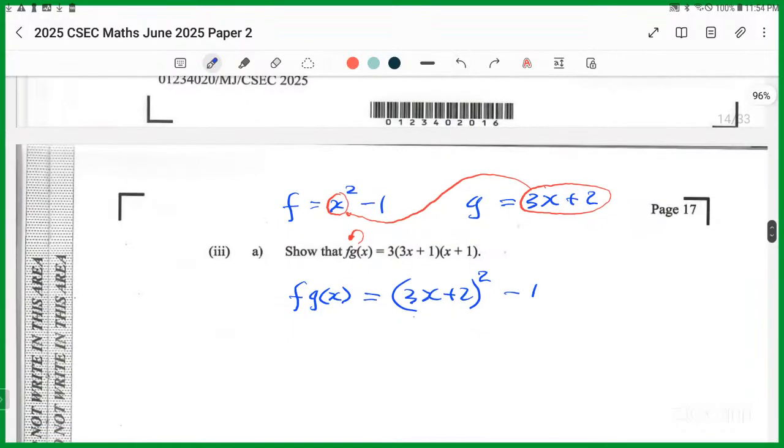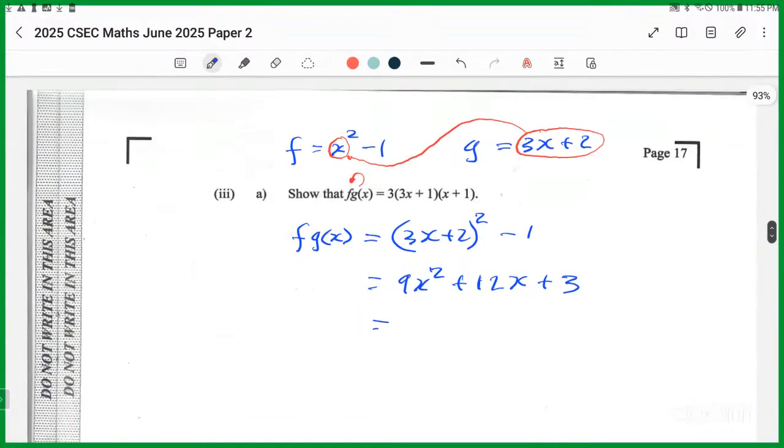We need to expand it out to this. So we're going to have to expand this first. So the first term squared is 9x squared. And twice the product of the two terms: multiply these two things, we get 6x, doubled is 12x. And the second term squared is 4. 4 minus 1 is 3. We get a plus 3 right here.